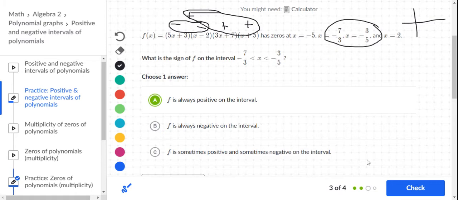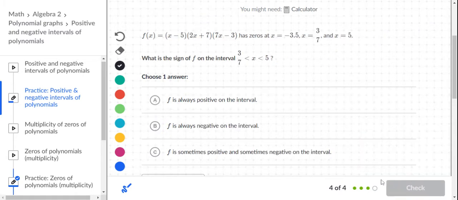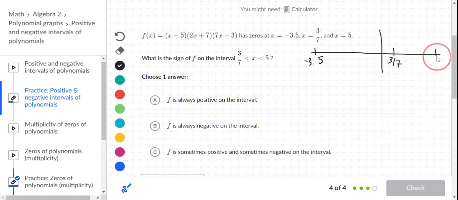Now, here's the problem with this. Not every one of these questions will have just the one spot to check. Sometimes you have to check multiple intervals. So let's try this one. Here's the graph right now. Here's negative 3.5. 3/7 is over here somewhere. And then 5 is way over here. My scale is way off, but it really doesn't matter. The question now is what's in between 3/7 and 5? Well, that's still just one spot to check.